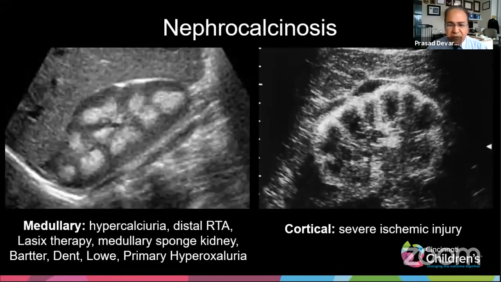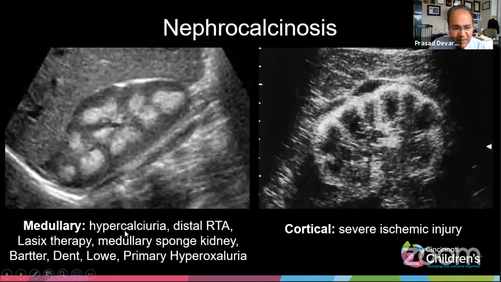And this is what nephrocalcinosis looks like. On the right-hand side, we're seeing what is called cortical nephrocalcinosis. You can see that the cortex is looking like chalk, more intense than even the liver. And that we see in severe ischemic injury, like hemolytic uremic syndrome and severe ischemia reperfusion injury. Today, we're talking about this. We're talking about medullary nephrocalcinosis, where the medullary region is fully obliterated with this chalky substance.